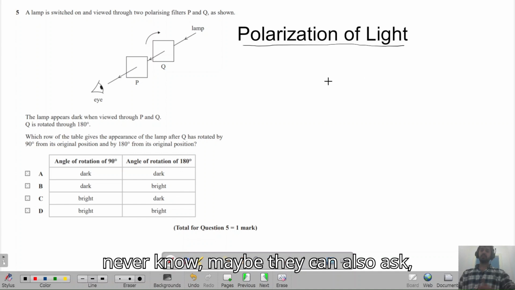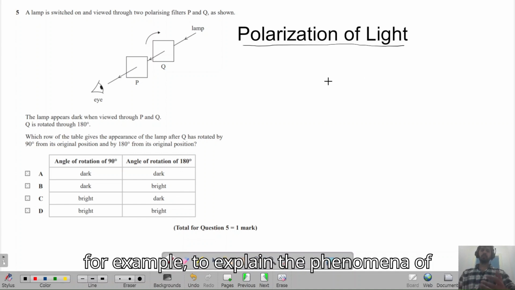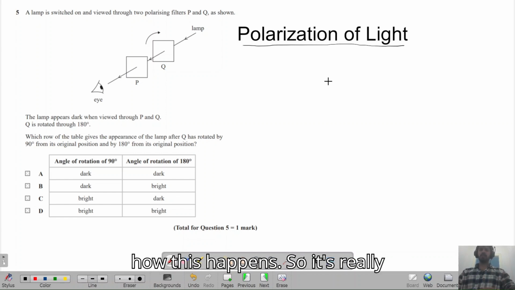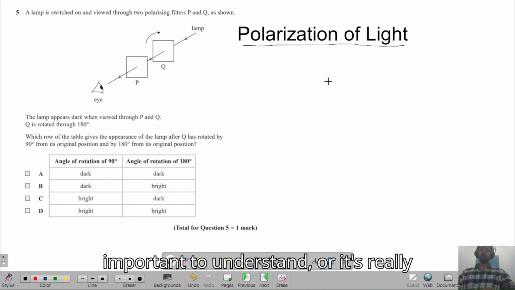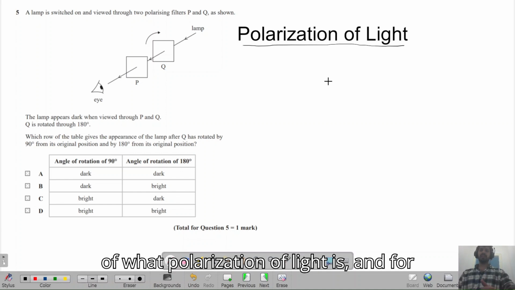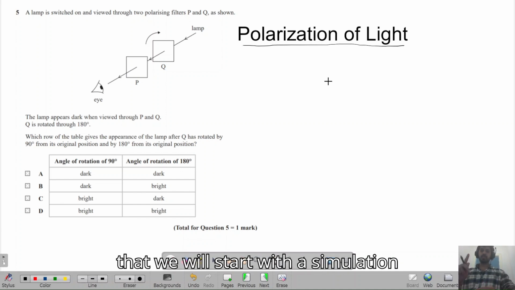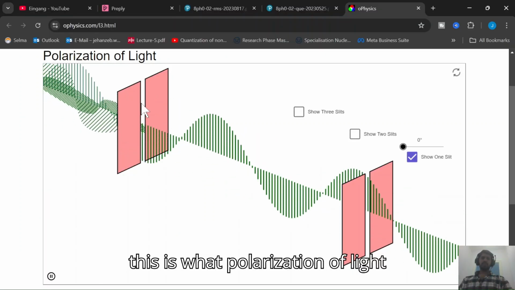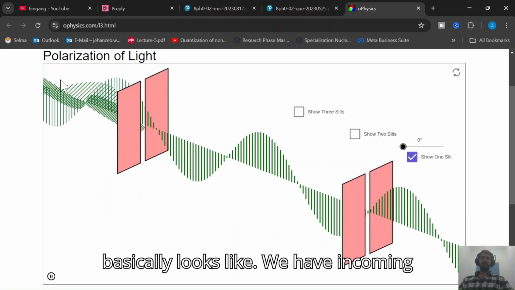Maybe they can also ask, for example, to explain the phenomena of polarization of light or write a note on how this happens. So it's really important to have a visual understanding of what polarization of light is. And for that, we will start with a simulation of polarization. So this is what polarization of light basically looks like. We have incoming light waves.